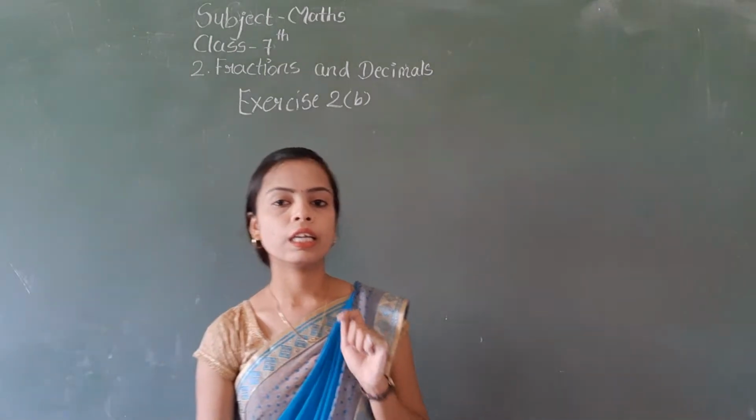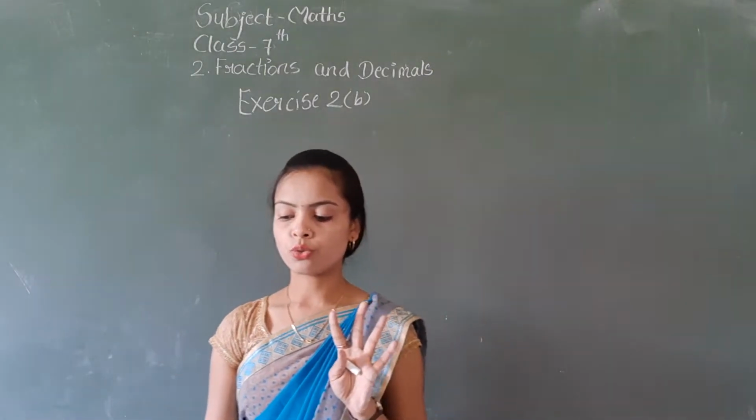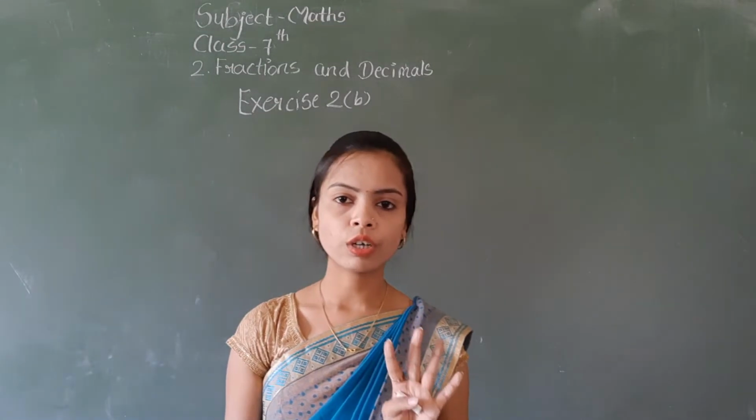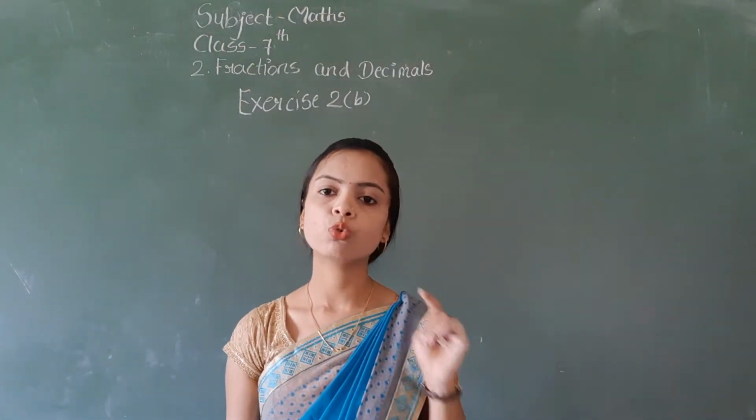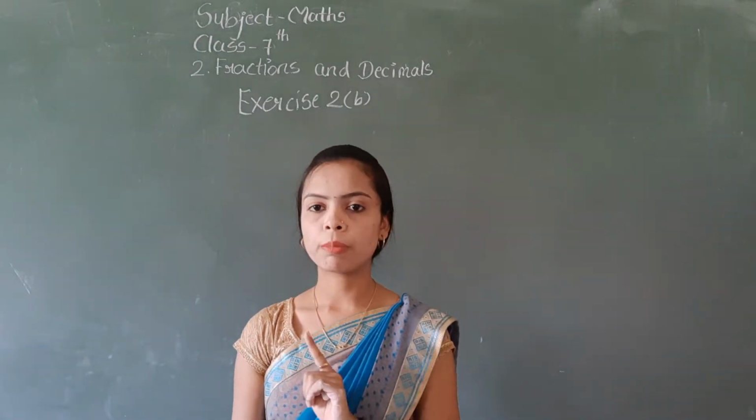That means in a class there are 40 students, and each student's weight is 42 1 by 4. So you have to find out the weight of the complete class.